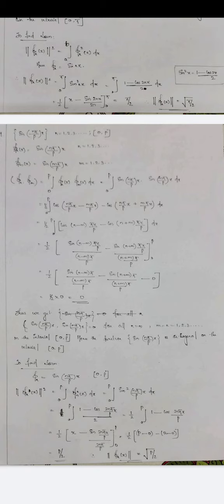So (φn, φm) is equal to the integral from 0 to p of φn(x) times φm(x) dx. Substituting, we get the integral from 0 to p of sin(nπx/p) times sin(mπx/p) dx. We know sin a times sin b is equal to half of cos(a minus b) minus cos(a plus b). So we can substitute.